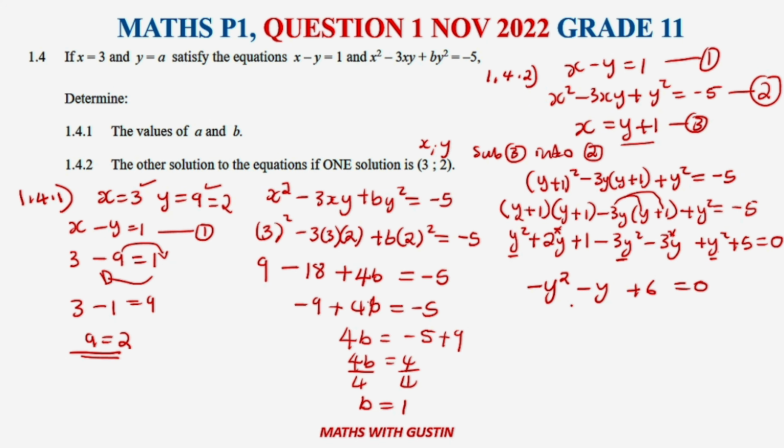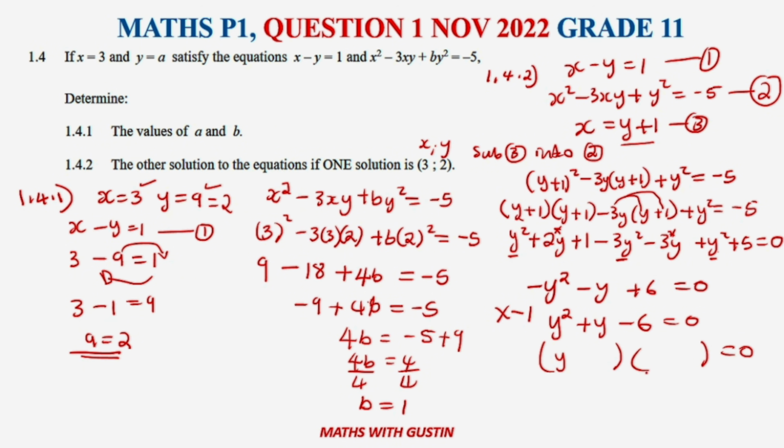We need to multiply throughout by negative 1 here, because we're not going to be able to factorize if there's a negative there. It doesn't look familiar. So multiply by negative: negative times negative is positive, positive times negative is negative, so y squared plus y minus 6 equals 0. So what we did here, guys, we multiplied by negative 1 to get this. Okay, so now once it's like this, we can factorize.